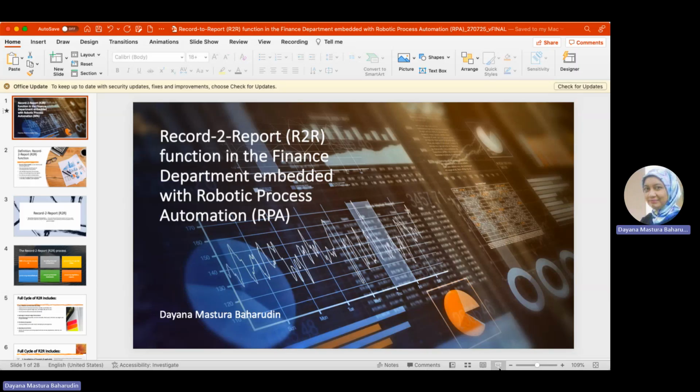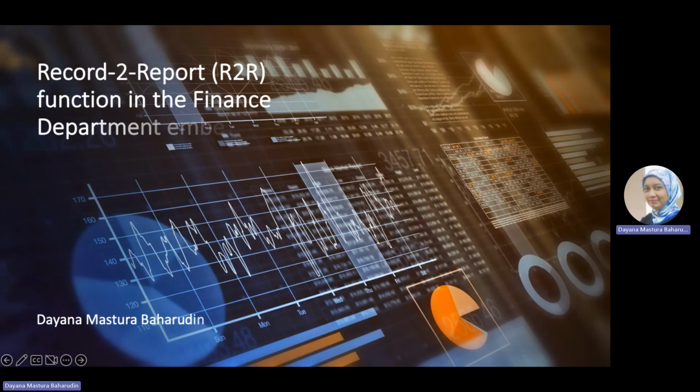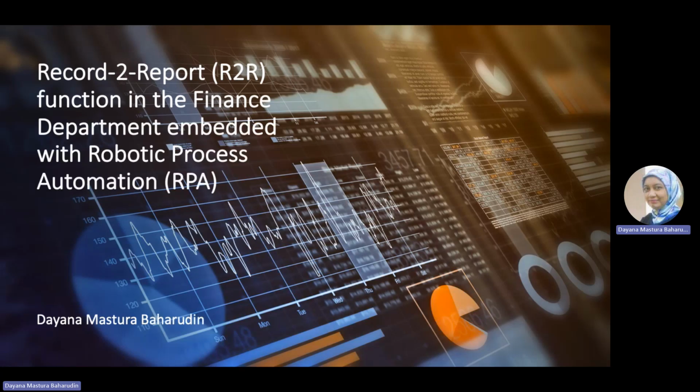Today I'm going to share another RPA function, which is really good. I would say that people who join this department will be joining the GL team, General Ledger team. Our topic today is R2R, Record-to-Report, a function in the finance department embedded with robotic process automation.